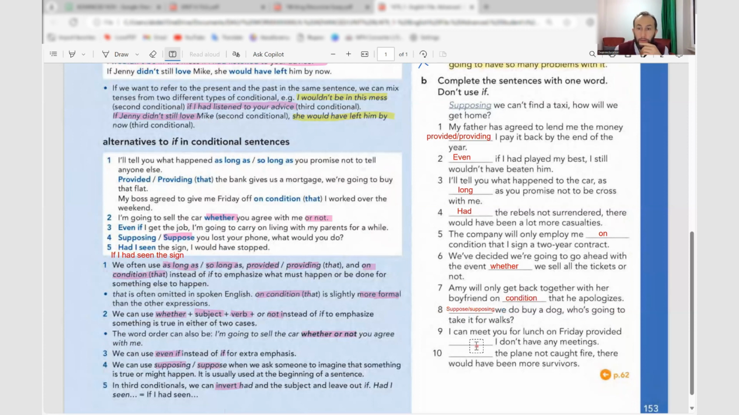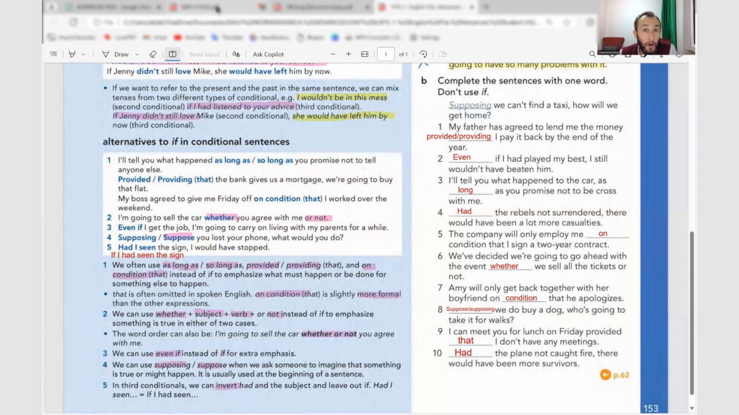Mrs. Walla. I can meet you for lunch on Friday, provided that I don't have any meeting. Yes, provided that. Okay, last one, Amina. Had the plane not caught fire, there would have been more survivors. Yes, that's correct. Had. That's it. So the grammar is done.